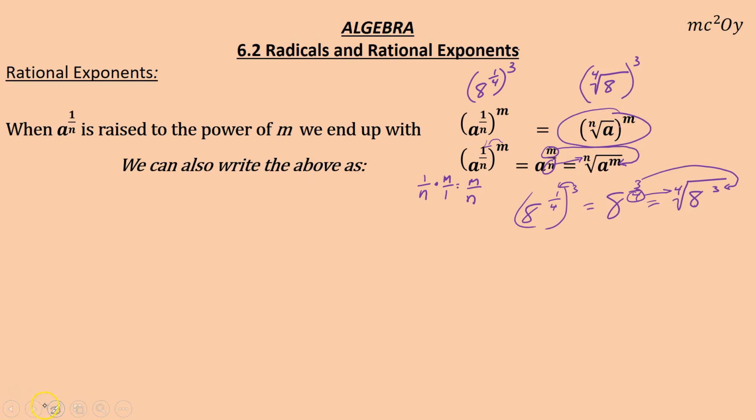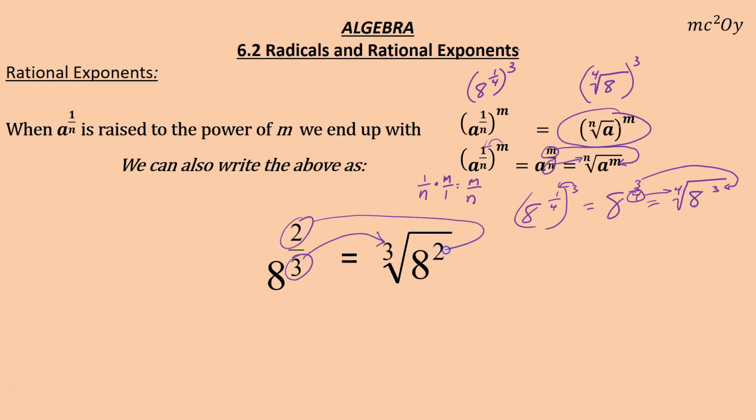Okay, and another example there, just really quick. 8 to the 2/3, another way of saying it. Okay, just so we're clear. The denominator goes on the outside, the numerator goes on the inside. We could also write that as the cubed root of 8 all squared.